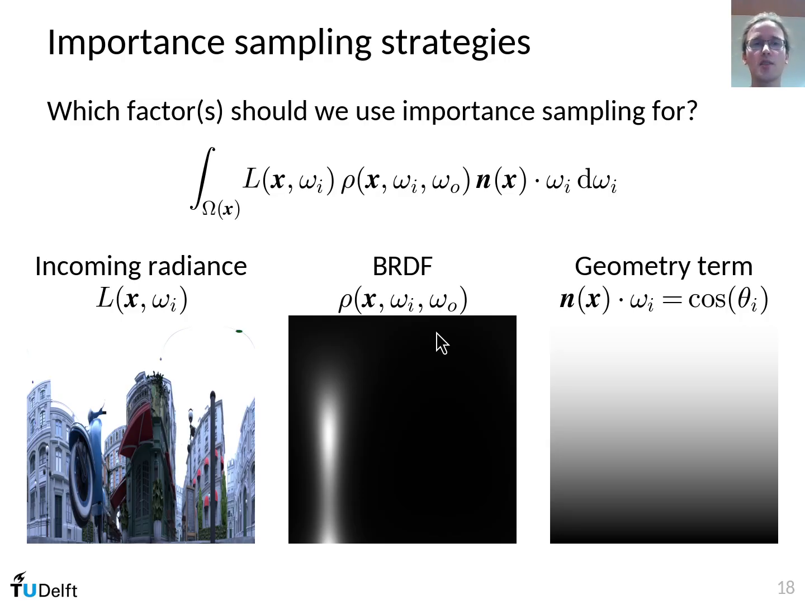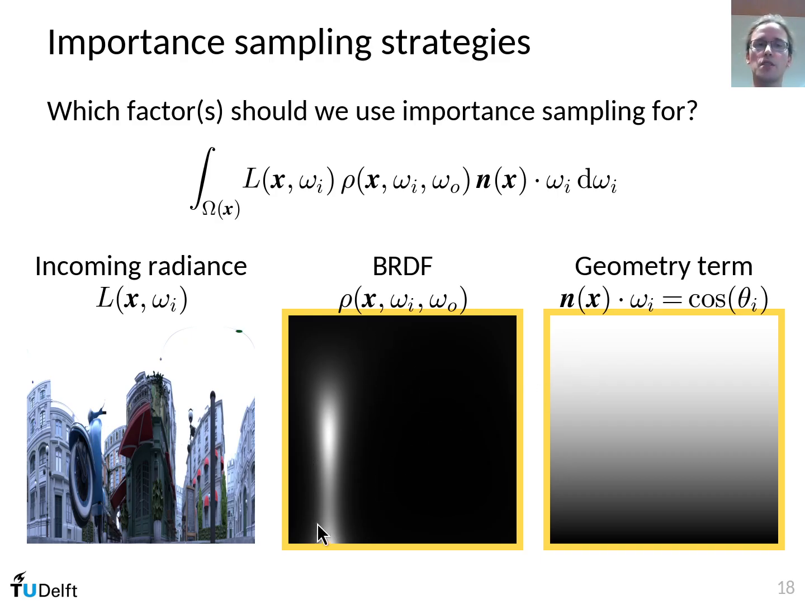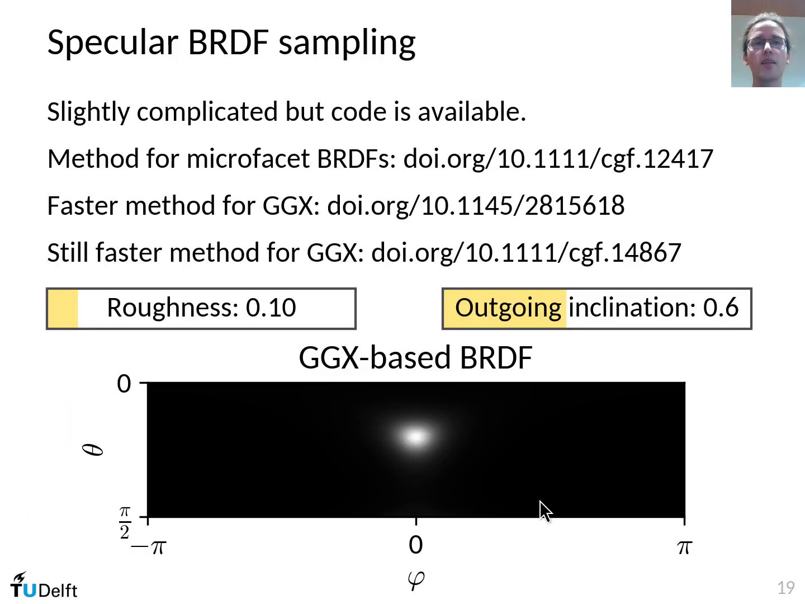Okay, with this first success, we now want to move on to other factors that we have in the integrand of the rendering equation. And our next goal will be to deal with specular BRDFs properly. So our goal now is to sample proportional to the product of a specular BRDF and the geometry term. We want to handle both of these at the same time. And this is a bit more complicated than what I explained before. So I won't explain this in detail, but I do want to point you to the solution and illustrate it a bit.